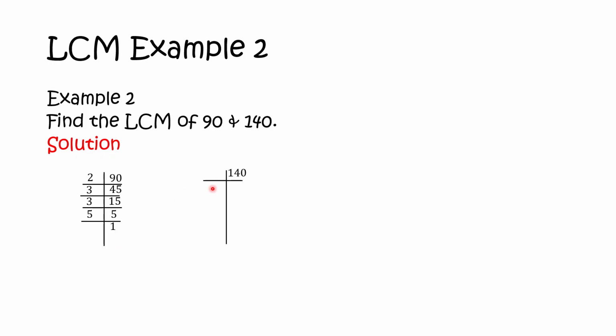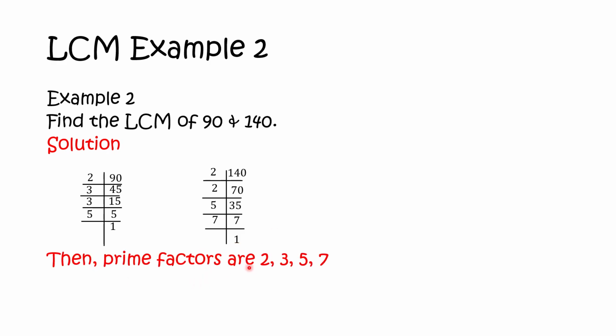We do the same for 140. 140 divided by 2, we get 70. Divided by 2, we get 35. Divided by 5, we get 7. Divided by 7, we get 1. Now, we move on to identify the factors we have here. We have the prime factors 2, 3, 5, and 7.